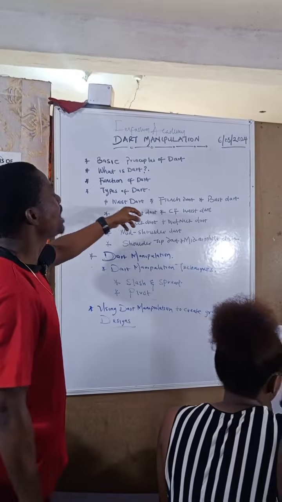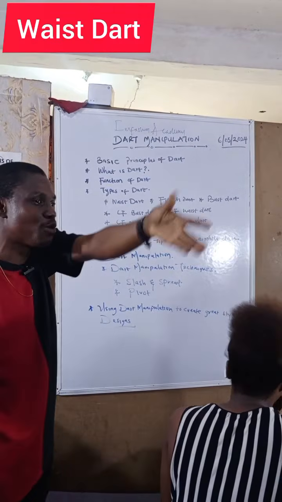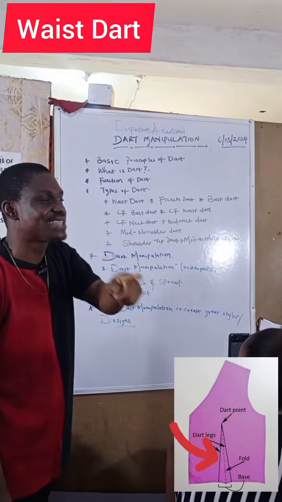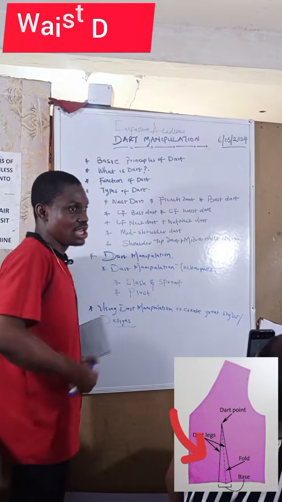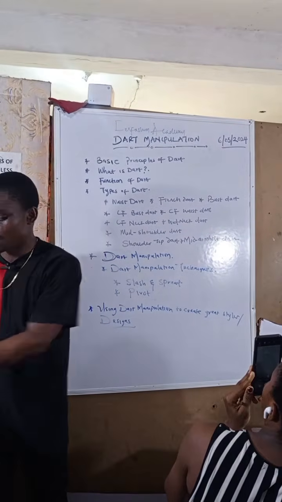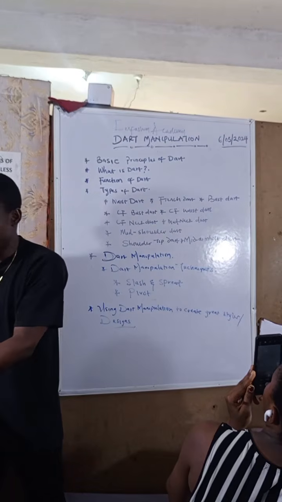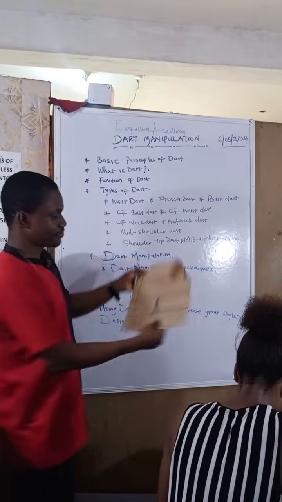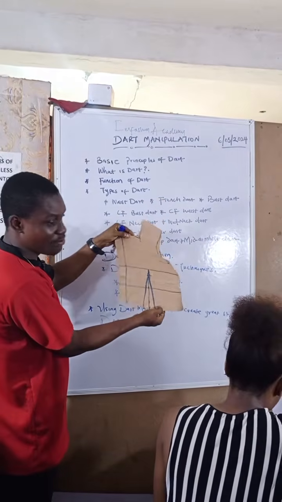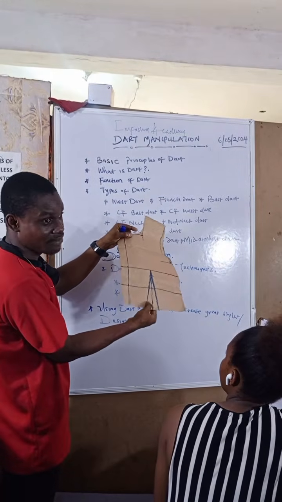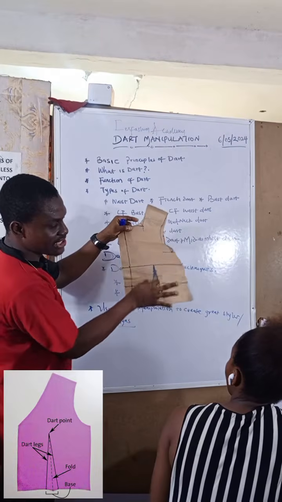Now we have the waist dart, which is number one, and almost all of you use it every time. You use the waist dart on your upper bodies. Do you understand? That one that comes there and comes there. Let me show you an example of what a waist dart is all about. Okay, so this is an example of a waist dart. Are you seeing it? Is there anybody here who has never seen this dart before? So this is a waist dart.